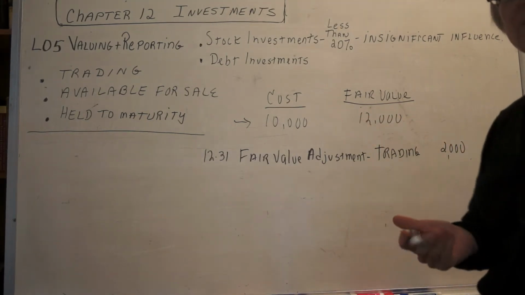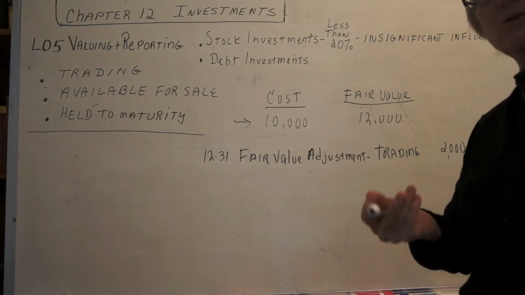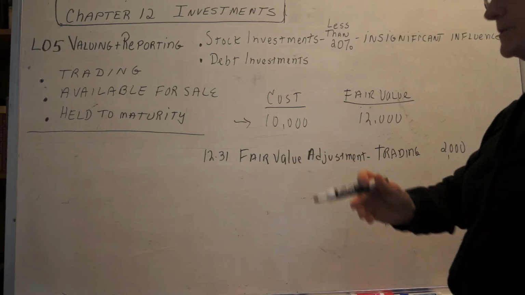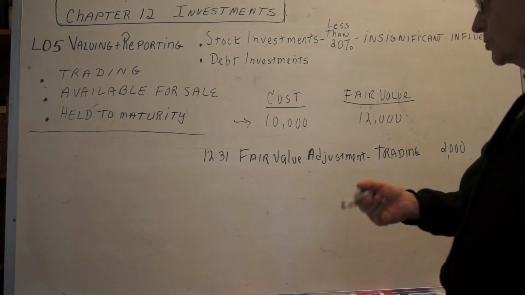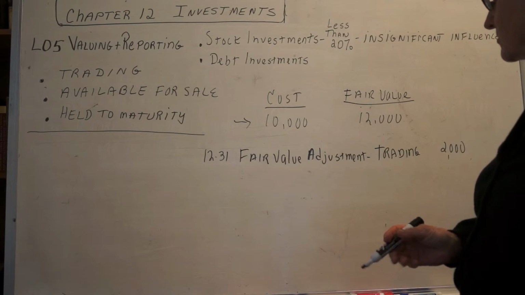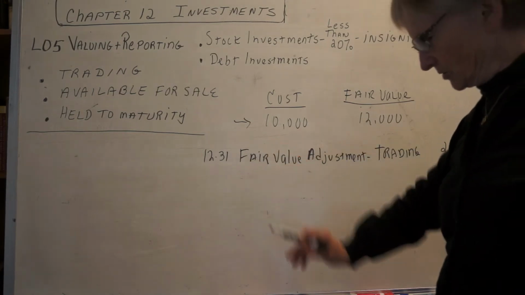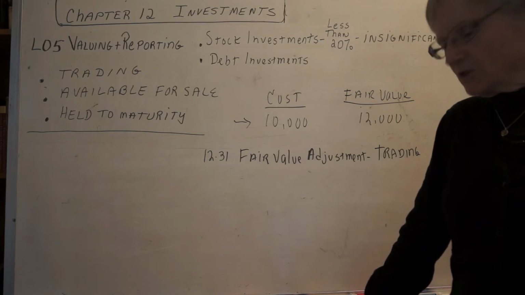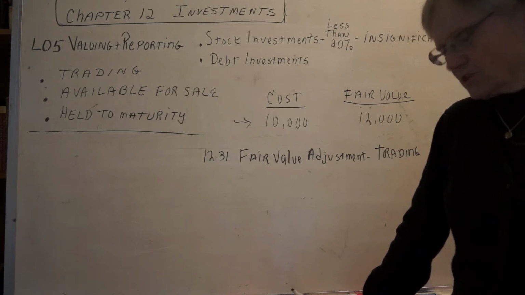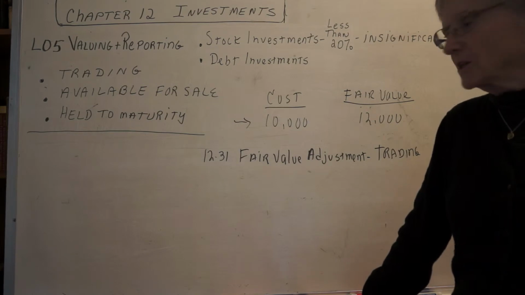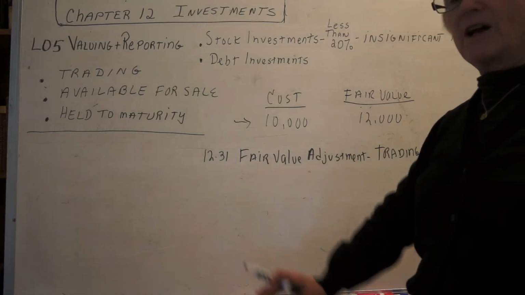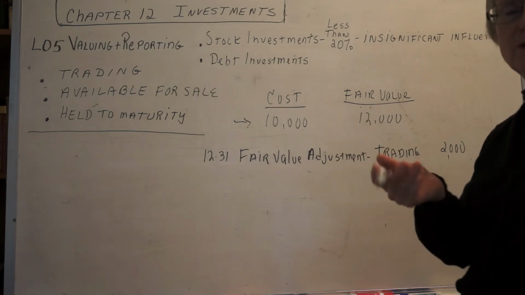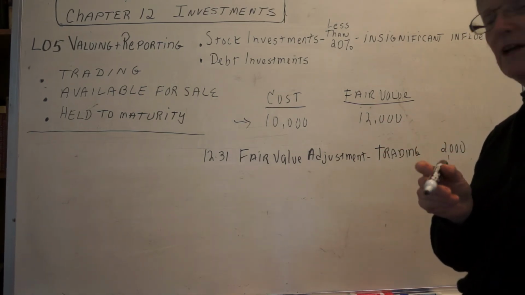So we haven't adjusted any individual stocks that we own, because that would mess up all the cost bases. But we have our entire trading portfolio account, trading securities account. And this is an account that goes with that, similar to equipment, less accumulated depreciation, or accounts receivable, less allowance for doubtful accounts. This is another valuation account. So you have your trading securities, and this helps set it to a fair value.